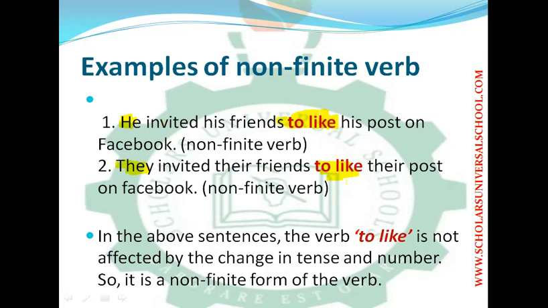So let's continue with our non-finite verbs. Now, "to like" is functioning as a non-finite verb, because it is not telling us about the subject, and it is not in any way related to the subject in terms of number or tense. Now, in the above sentences, the verb "to like" is not affected by the change in tense and number. So it is a non-finite form of the verb. Good.